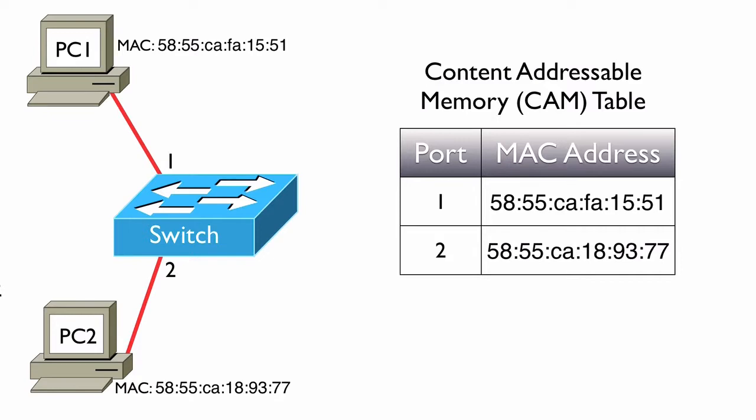Once we have a populated CAM table, the switch can now make intelligent forwarding decisions. Now, when a frame comes in and the destination MAC address is, let's say, 5855.CAFA.1551, the switch says that MAC address lives off of port number 1, and it can forward that frame out of port number 1.